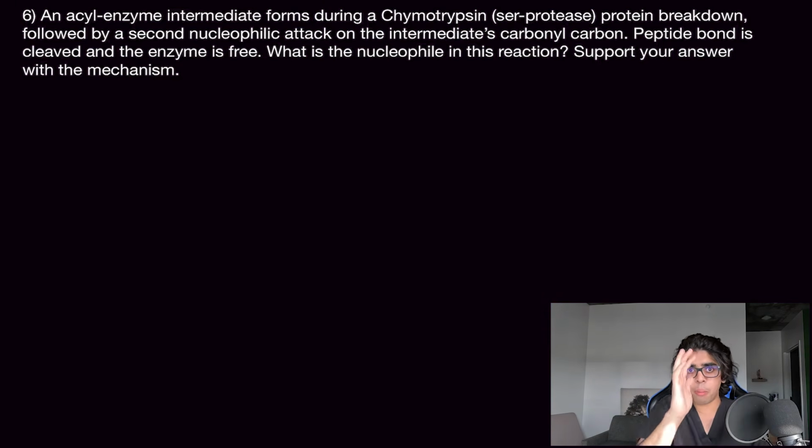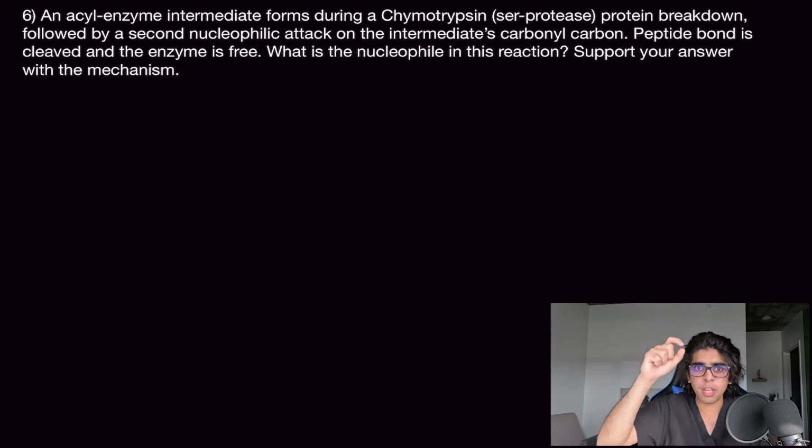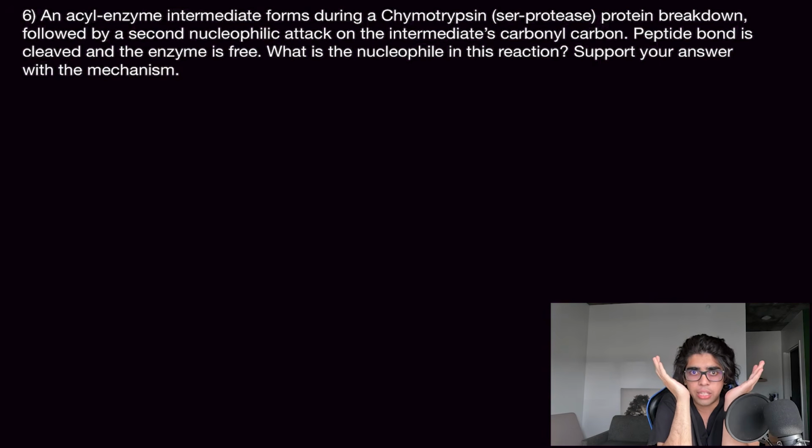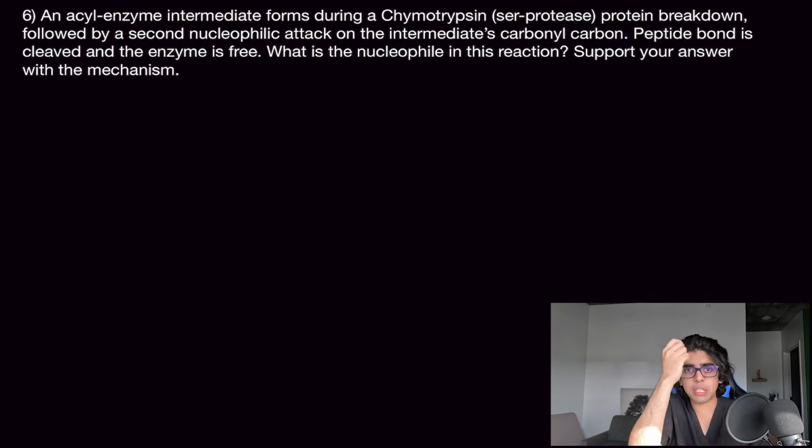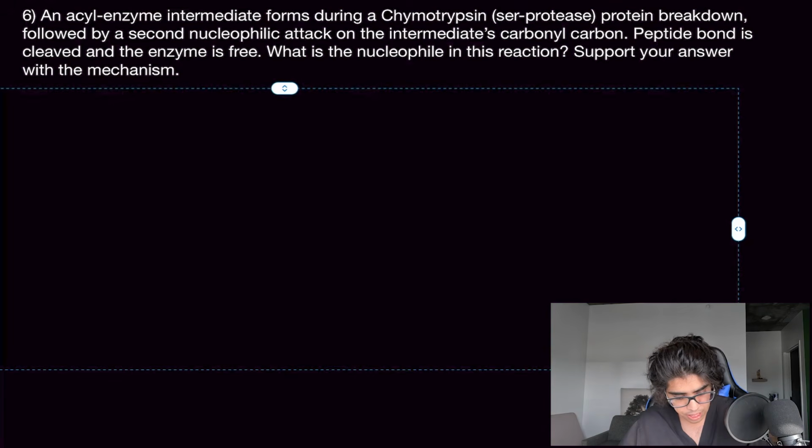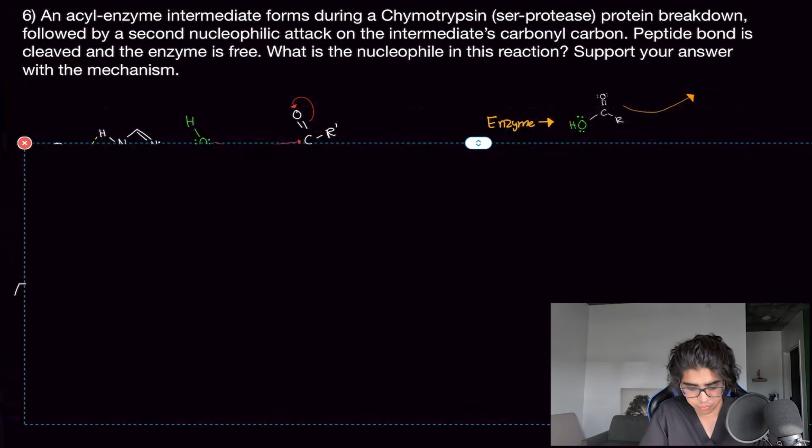This causes the double bond between the carbon and the oxygen to disintegrate. The electrons move to the oxygen. It's stabilized by an oxyanion hole. It quickly breaks down, cleaves it off, and the enzyme is free. So that is what is happening here.